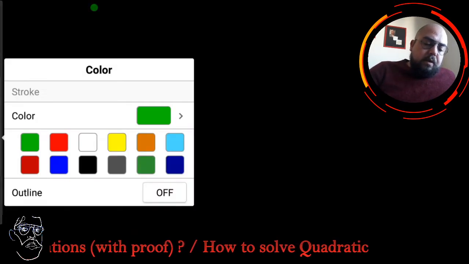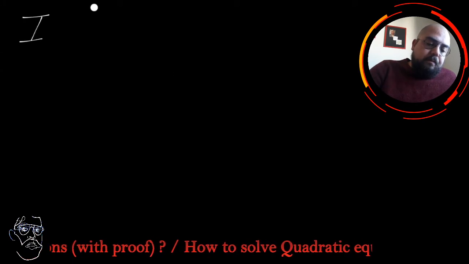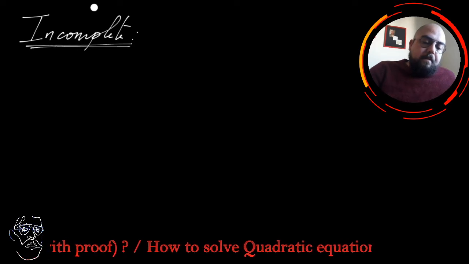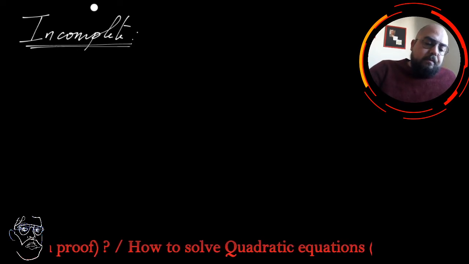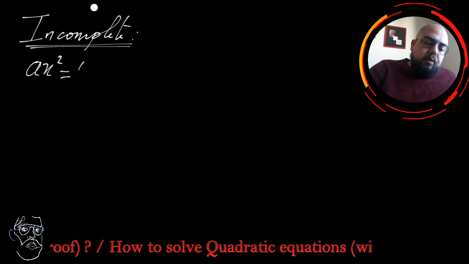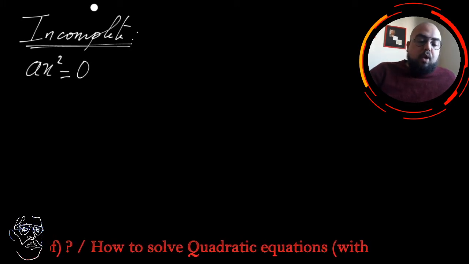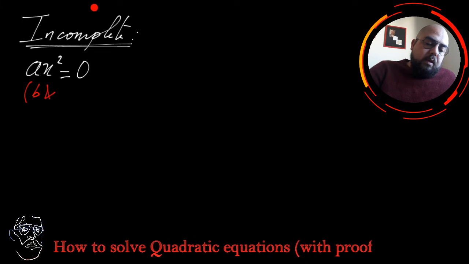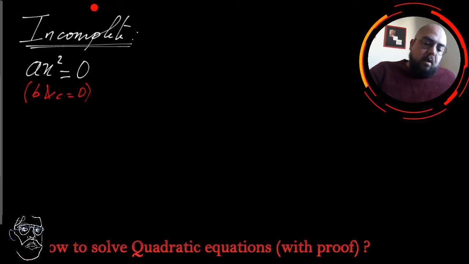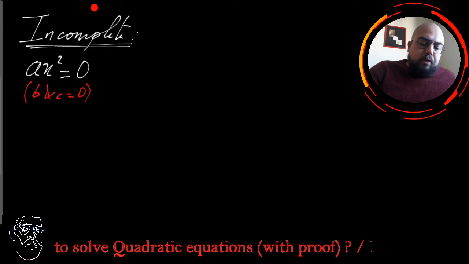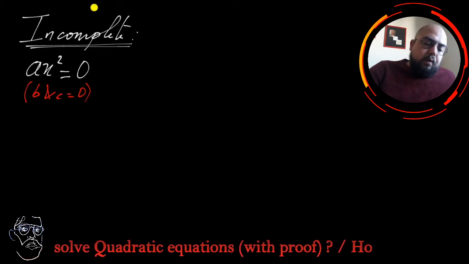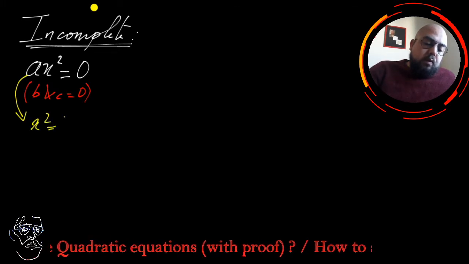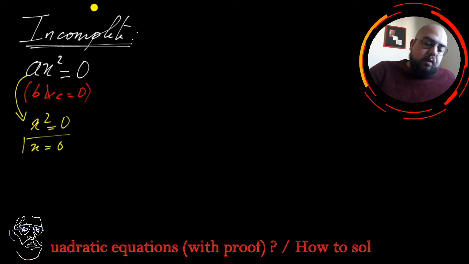The incomplete form could be written as ax squared is equal to 0. This is the first case, where b and c are both equal to 0. How do we solve this equation? Very simple. Whenever you have ax squared equal to 0, you can simply say that x squared is equal to 0, so x is equal to 0, and this is the root.